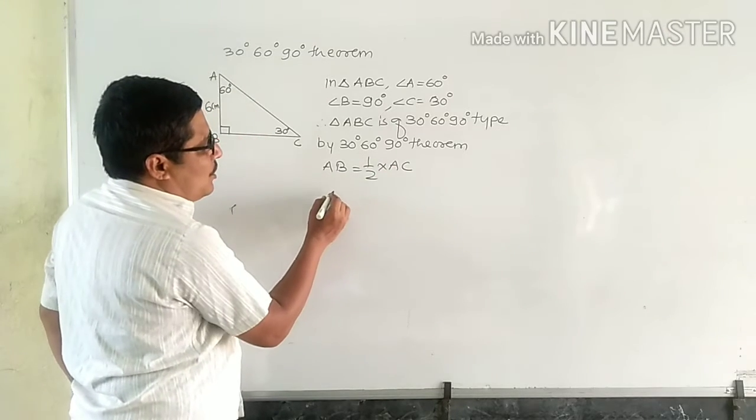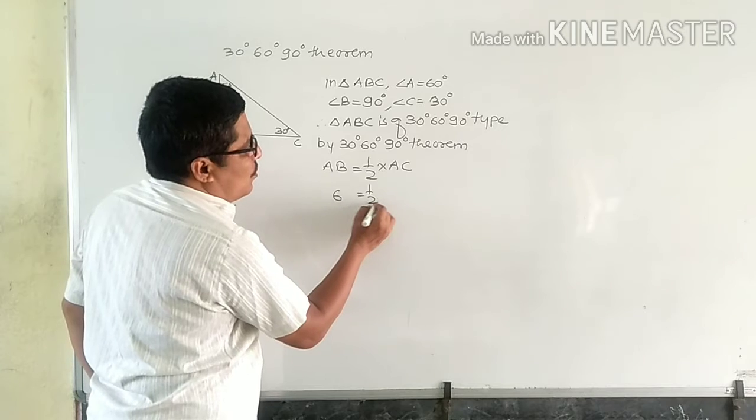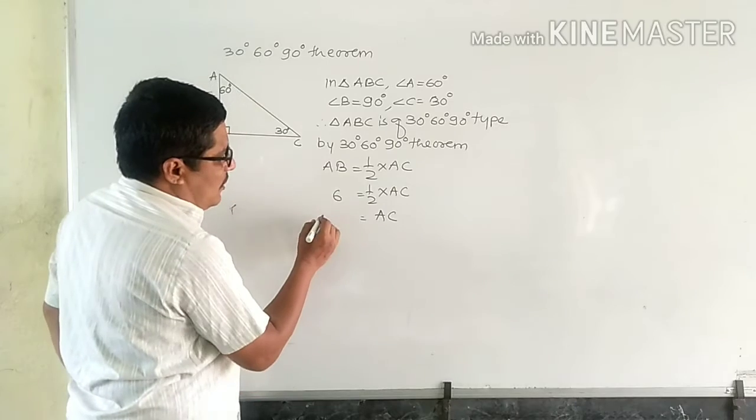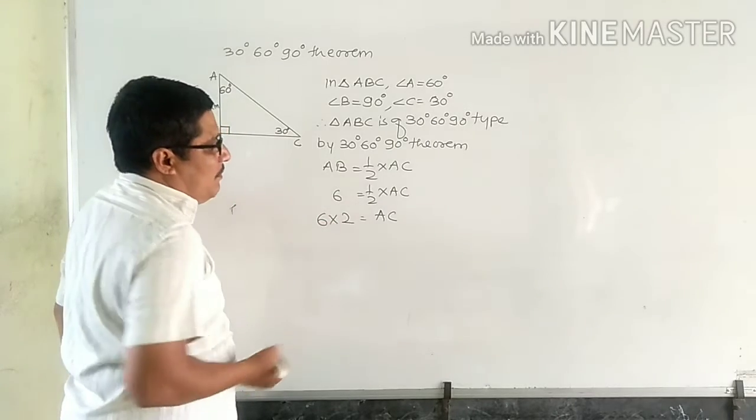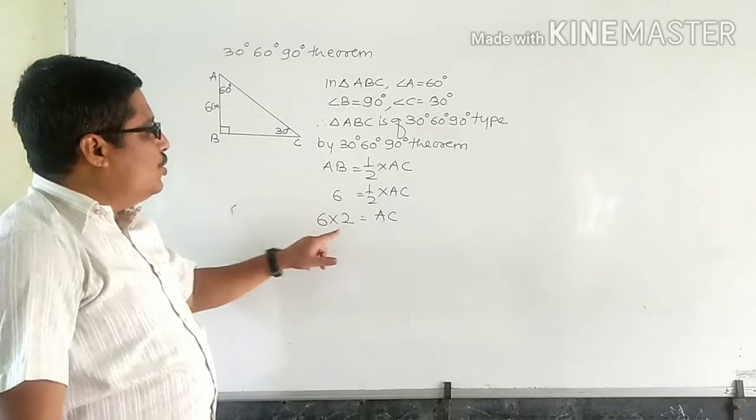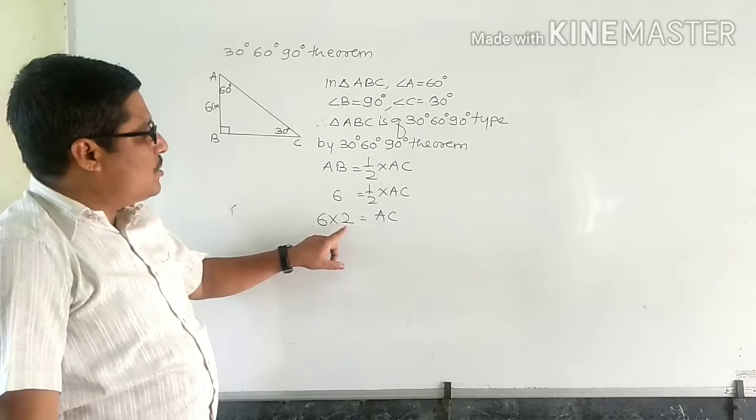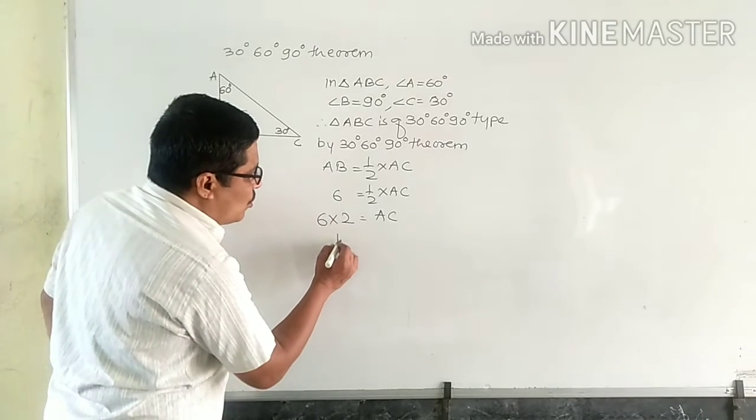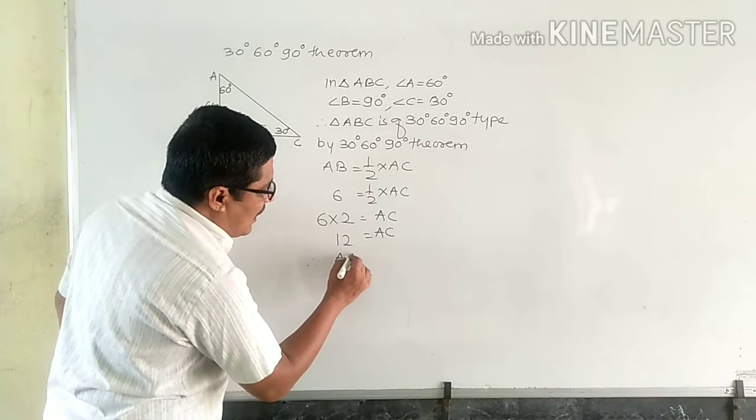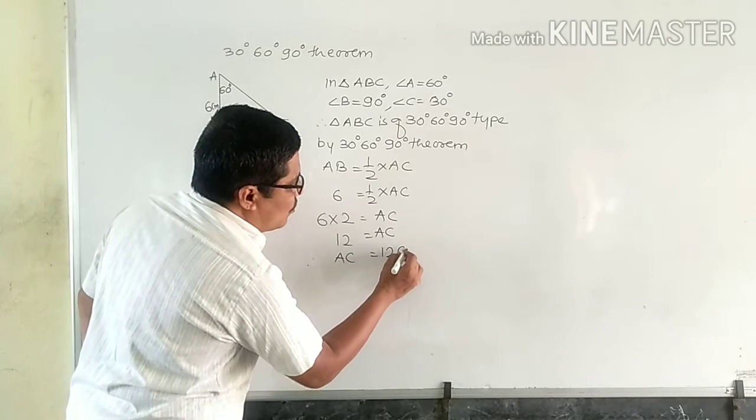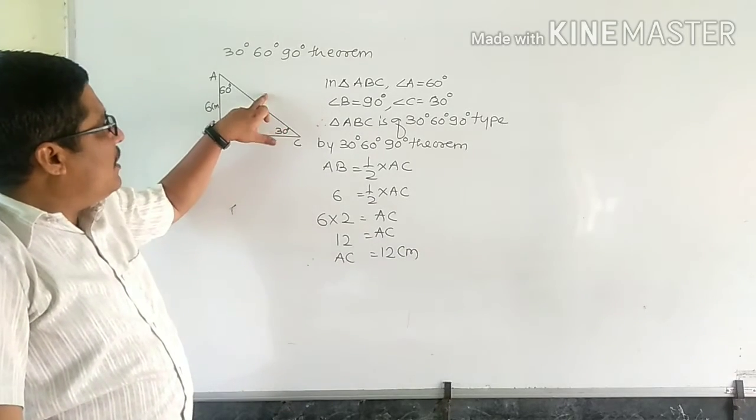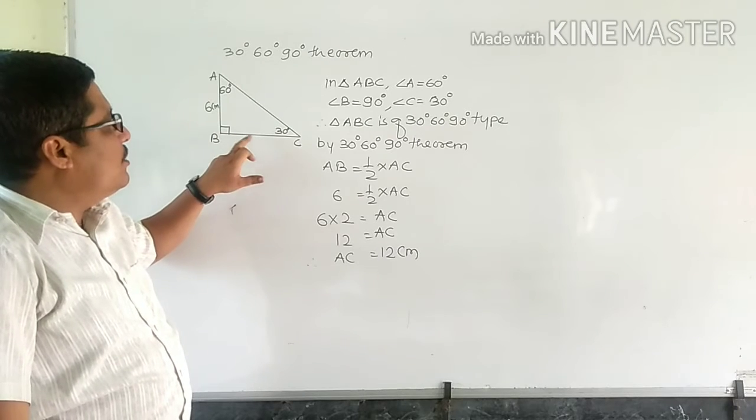So place the value: 6 is equal to half of AC. So AC is equal to 6 multiplied by 2. This 2 which is on the denominator side will come to the numerator side in multiplication with 6. So 6 into 2, 12 is equal to AC. Therefore we can write AC is equal to 12 centimeter. Now here we got the hypotenuse.